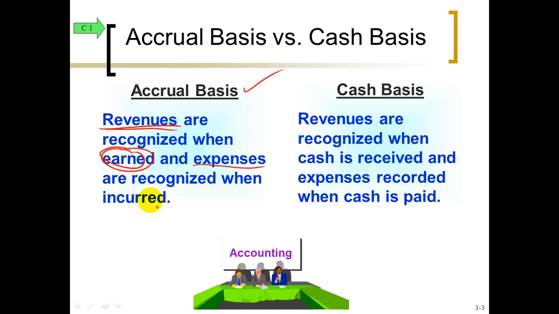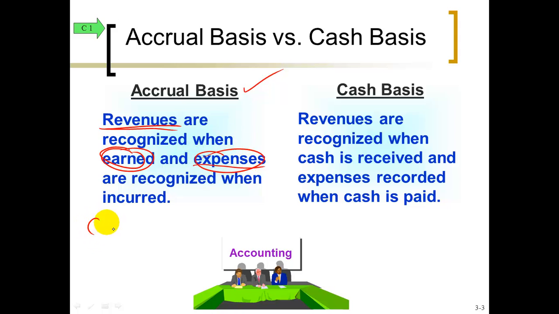Now what is this word incurred? Well, most people say when it happens. So when does an expense happen? Basically, an expense is a cost that is used up. So when a cost is used up, that's when we record the expense. So if you buy some supplies and you don't use them up, there's no expense yet to report.